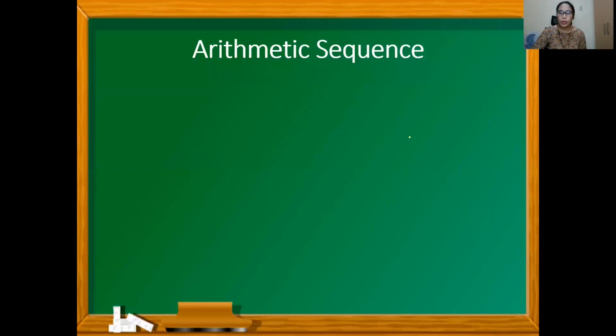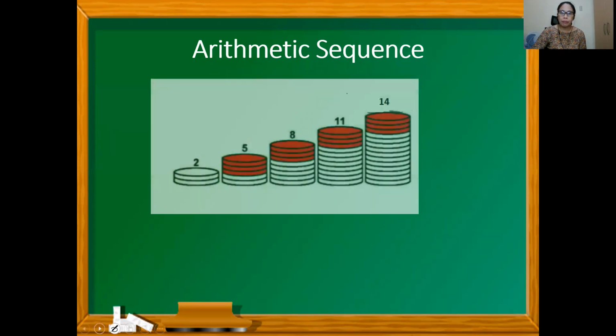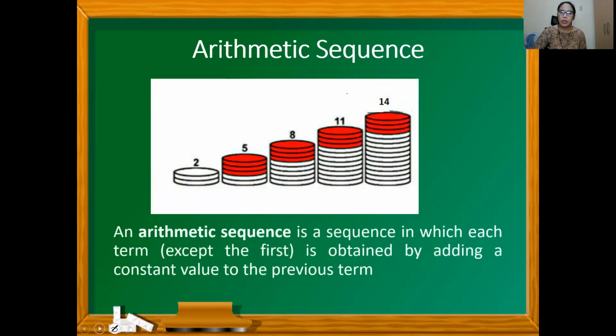Hi everyone, I'm going to discuss arithmetic sequence. So when we say arithmetic sequence, it's a sequence in which each term except the first term is obtained by adding a constant value to the previous term. Now that constant value we call the common difference, and we denote that by d. So d is the common difference here.